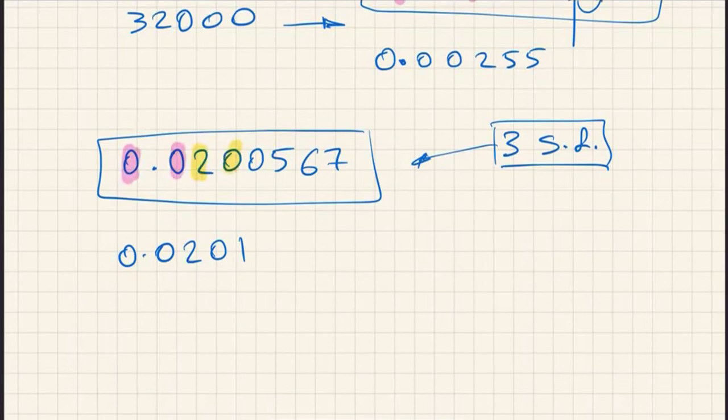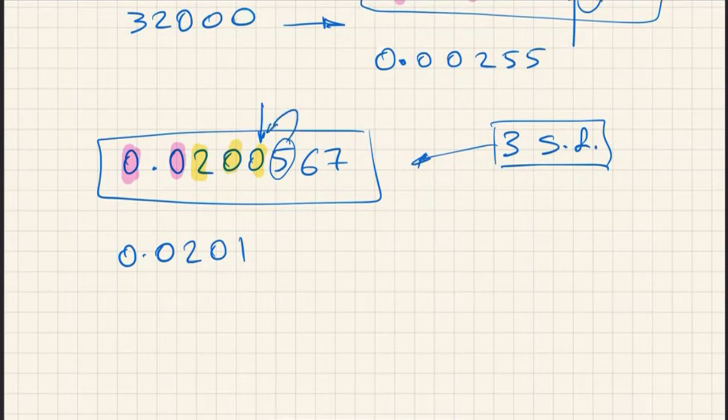Because once you find the first significant digit, every next digit is significant, even if it is 0. The first one, then 0 after that. The zeros will be significant also. So this is the 3rd significant figure. So you want to approximate till this one. The next digit, the closest neighbor from the right hand side, is 5 or more, so it will add 1 here.